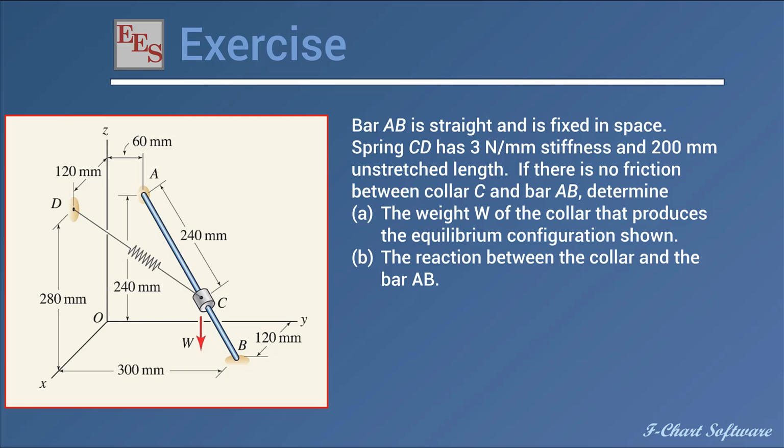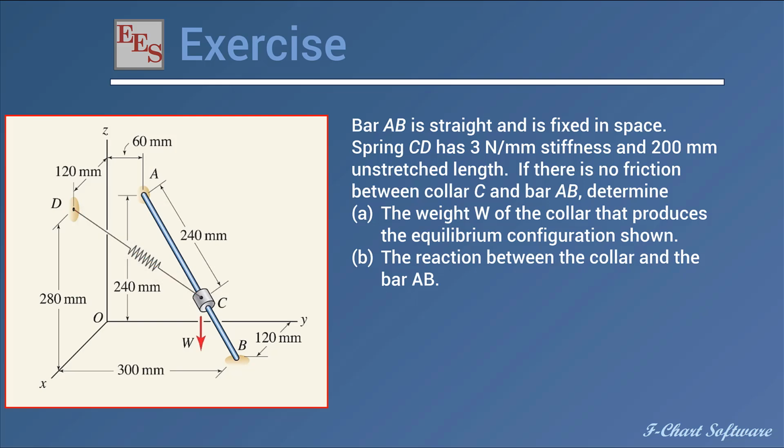Alright, so here's the problem statement. You can see there is this frictionless bar AB that is fixed in space, and then sliding along this bar is this collar C, and the collar has some weight, and it's also attached to this spring, right? So the spring is attached to the wall over here at point D.